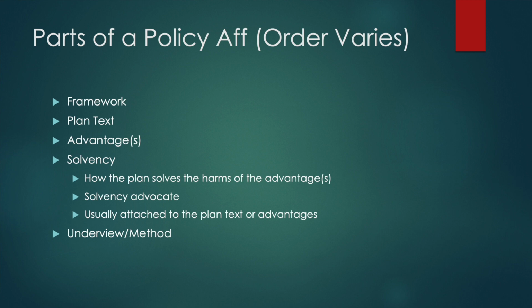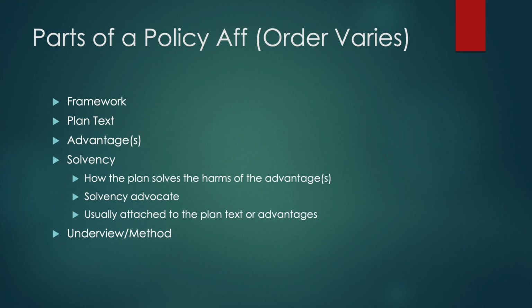Next is solvency. So solvency is how the plan solves, right? Just like the name would imply. But you want to make sure that you're solving for the harms that are described in the advantages. Plan AFFs, and this is a really important point in LD and really all debate in general. If you're reading a plan text, you need to have a solvency advocate, which is a card written by an expert that defends the implementation of the plan, the specifics of the plan as described by the plan text.